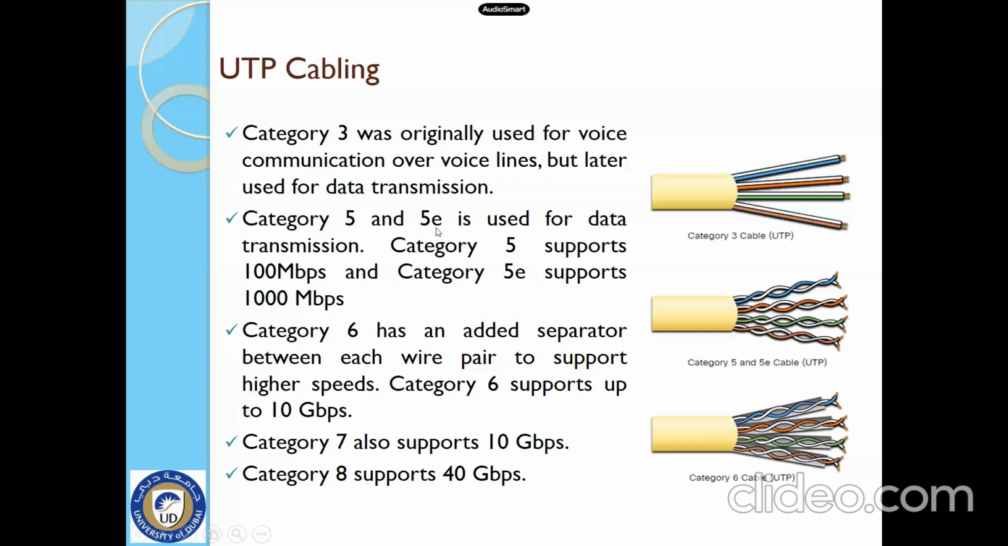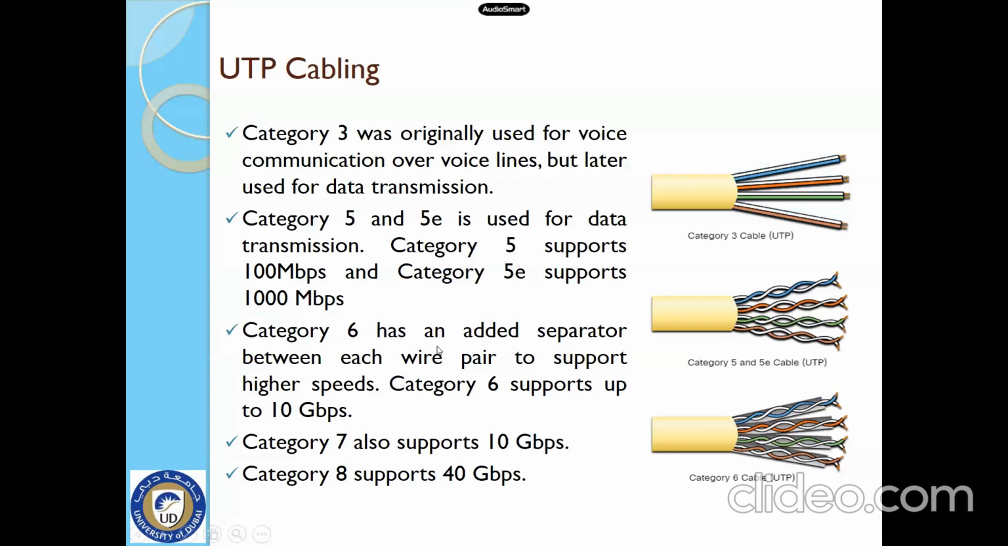Then category 5 and 5E, it was used for data transmission. It supports up to 100 megabit per second, and 5E supports up to 1000 megabit per second. And this is pretty much the Ethernet connection. This is Cat5, and if you search over the internet, you will see that Cat5 is more into the RJ45 or what you call the Ethernet cables.